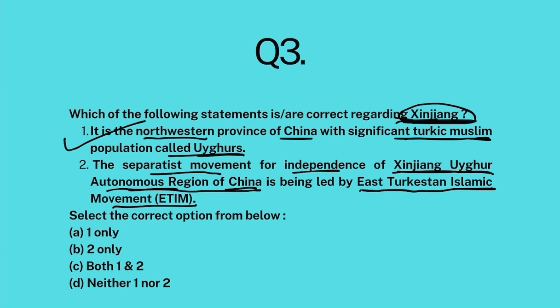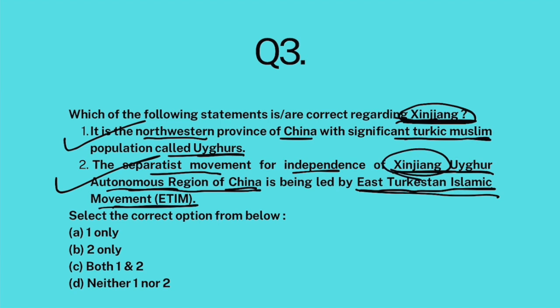Now, there have been allegations that China has shown some high-handedness in this region and these Turkic Muslim population are not happy with the Chinese regime. Therefore, some of them have rebelled against the Chinese regime and they want to create a separate country out of this Xinjiang Uyghur Autonomous Region. Now, these separatists have formed an organization called East Turkestan Islamic Movement. Okay, so this statement is also correct.